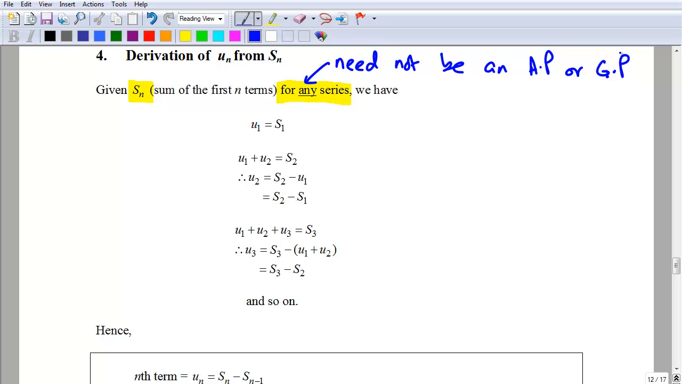So why is it true, and what is the relationship? The relationship that we are talking about here is the one highlighted here. The nth term U subscript n of a series is equal to the sum to n term Sn minus sum to n minus 1 term. So U subscript n equals S subscript n minus S subscript n minus 1.